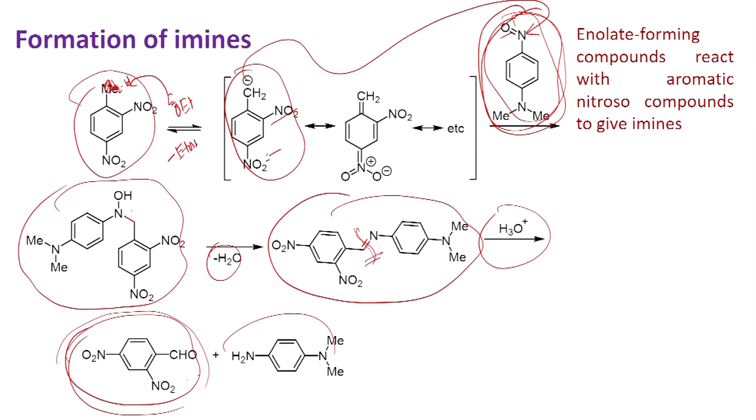First what you do here, you react with the base and you generate the anion. Once you form this one, it undergoes addition with this nitroso compound. That addition product gives this hydroxylamine derivative that readily loses a water molecule to give this imine as the product. That imine under acidic conditions undergoes hydrolysis to give this aldehyde as the product.